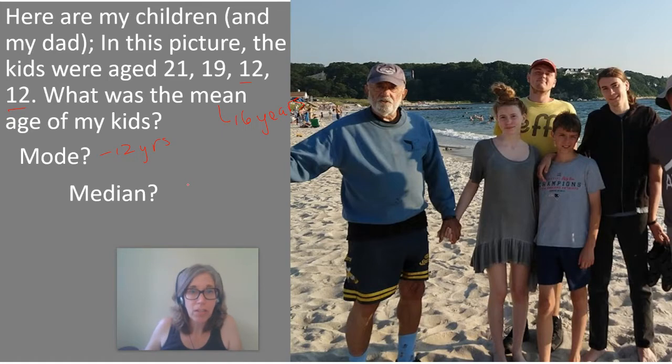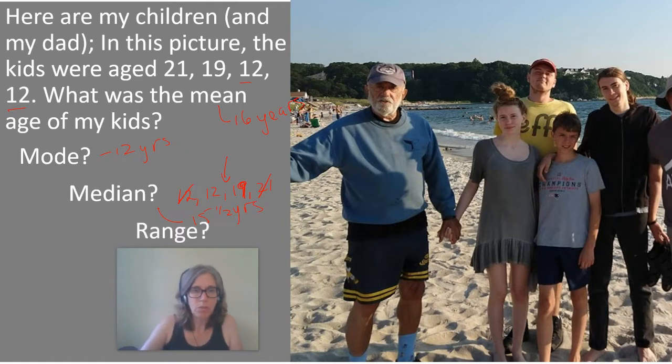So what you do with this is you line up the numbers. So the kids are 12, 12, 19, and 21. And so you just cross out the biggest and the smallest, and you should come up with a number in the middle. In this case, there is no number in the middle really because I have an even number of children. So then I'm going to do the average of those two. So 12 plus 19 divided by 2 is 15 and a half. So the median is going to be 15 and a half years.